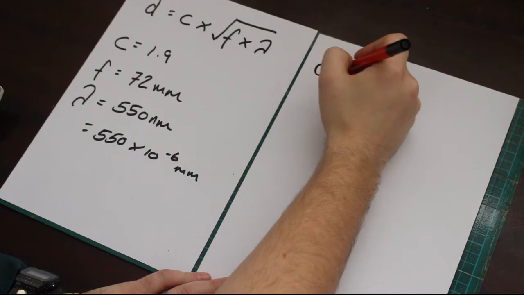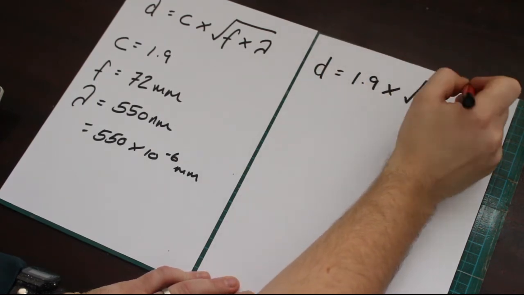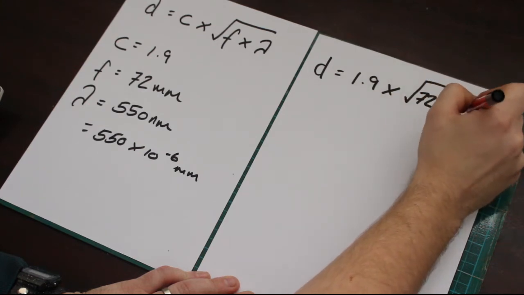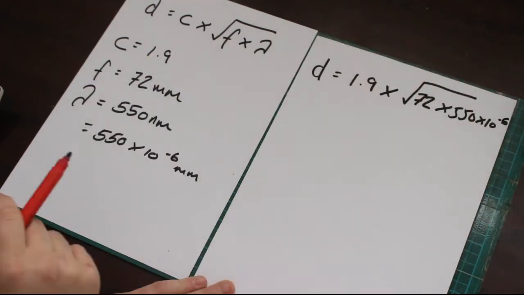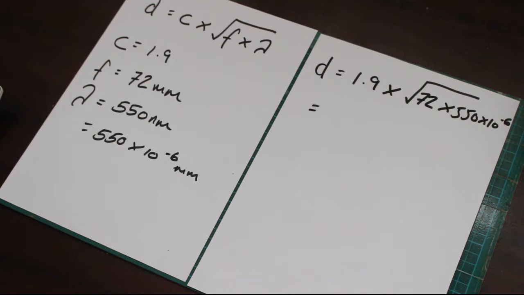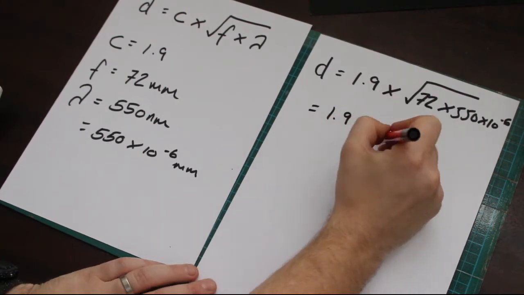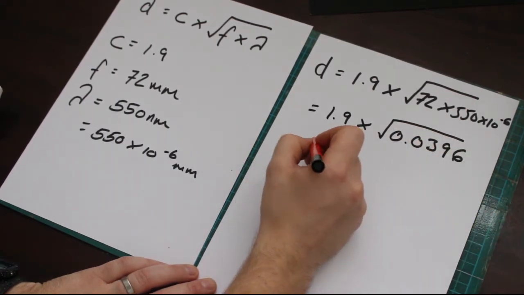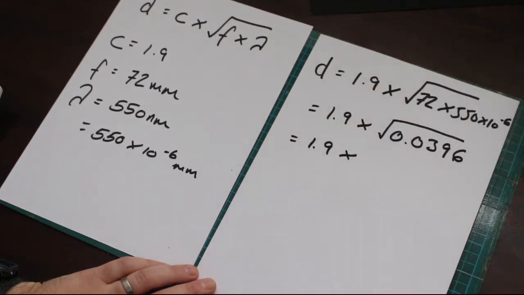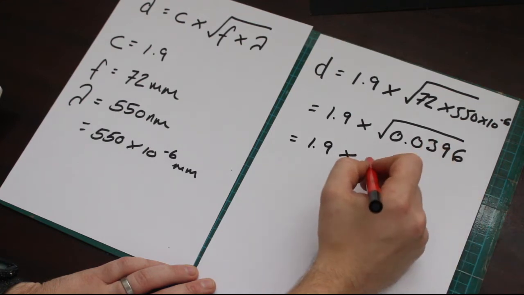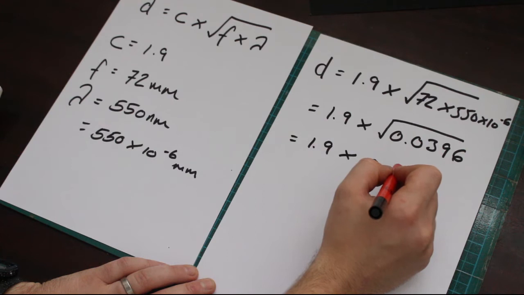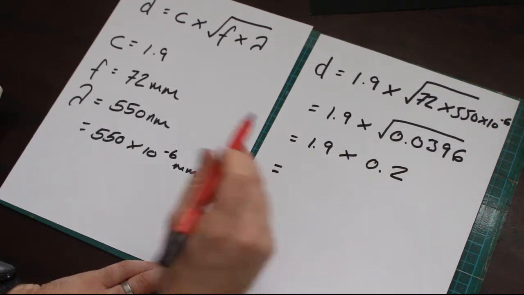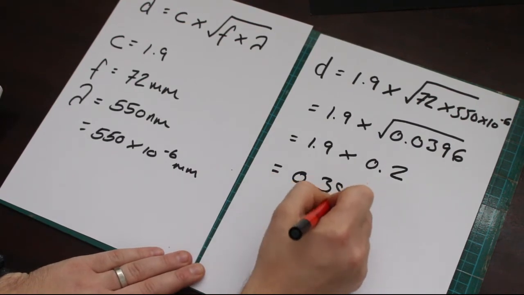Working this out then, diameter equals 1.9 times the root of 72 times 550 times 10 to the minus 6, which equals a number. How do I find a calculator on this thing? 1.9 times square root of 0.0396, which equals 1.9 times 0.2, which equals 0.38mm.